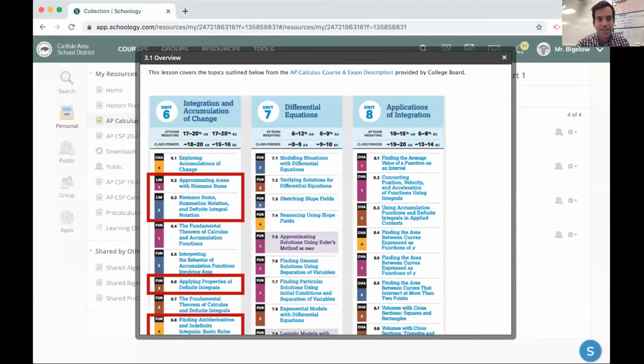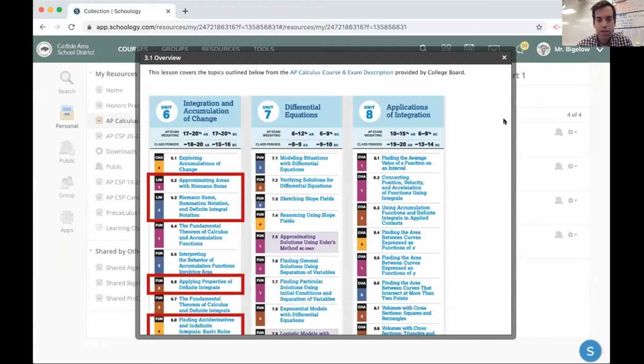Hey, Calc BC. Today is a big day because today is the day that we start Unit 3. Unit 3 is all about integration. Our lesson is called Integration, Riemann Sum, Indefinite and Definite Integrals, and Use Substitution.